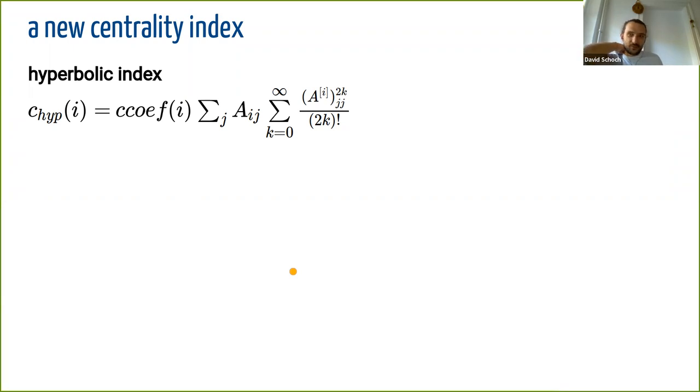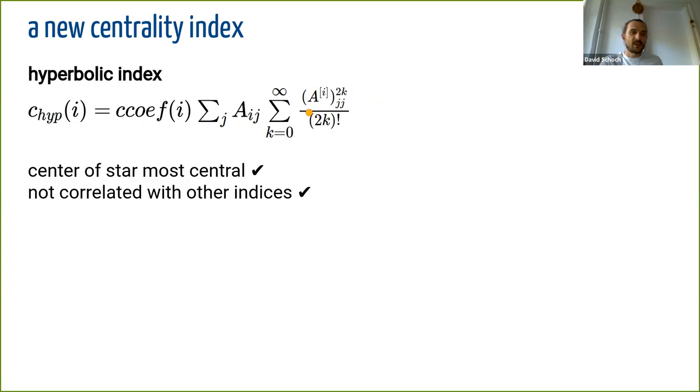So this is an index that has never been published and will never be published, that I called the hyperbolic index. What it does is, I just try to recall it, it sums up all closed walks of even length within the neighborhood of a node and weighs them by the inverse factorial of the length, and weighs it also by the clustering coefficient of the node. So it's a very arbitrary set of algebraic operations applied to a node. It's called hyperbolic index because this is the series of the hyperbolic cosine. So that's where the name comes from.